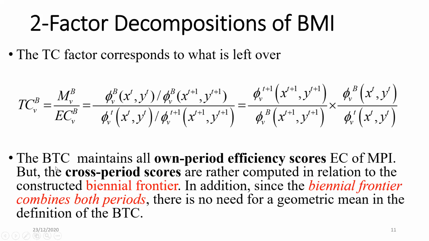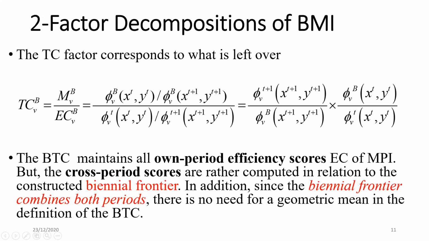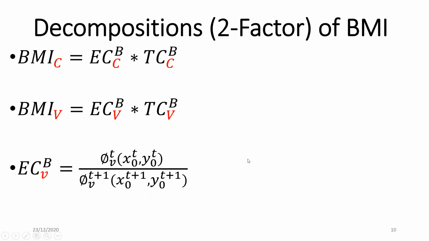So this technical change, which is called the biennial technical change, maintains all the own period efficiency scores of the efficiency change in the normal Malmquist. If you look at the own period efficiency scores, you see that it is all maintained. The problem is not there, because in the efficiency change we don't have a cross period problem. Do we? No, because we are not estimating anything related to a cross period frontier, and that's why you wouldn't have a problem of infeasibility there.